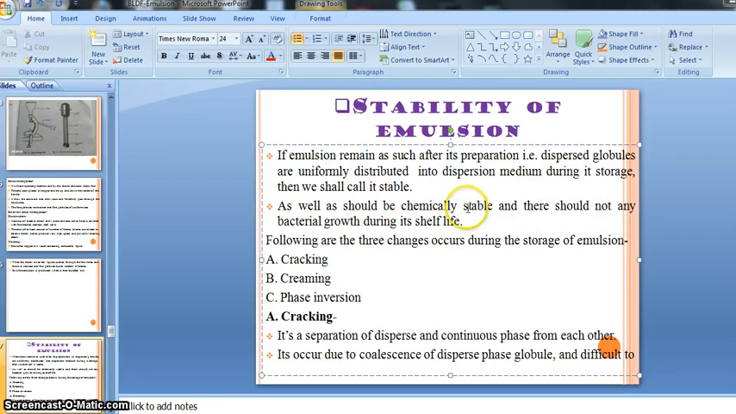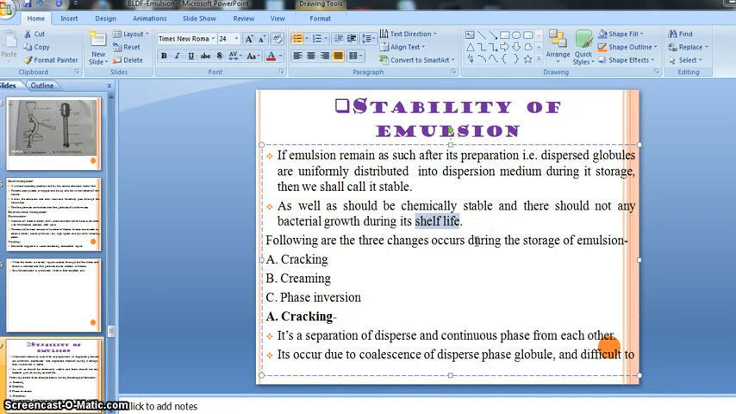So along with this, if our preparation is chemically stable, then the dispersed globules should remain distributed in the dispersion media. Then if our preparation does not contain any bacterial growth during its shelf life or storage, that time we will call our preparation stable, or we prepared a stable kind of preparation. And a stable preparation is able to give the actual and good therapeutic effect, right. So don't be confused, shelf life means our expiry date, right.